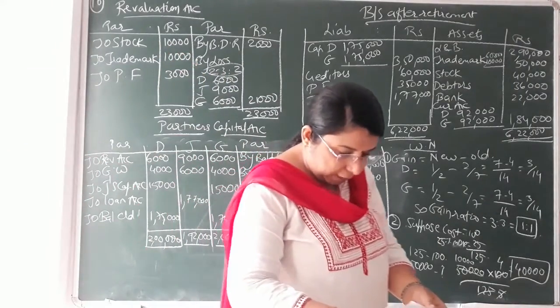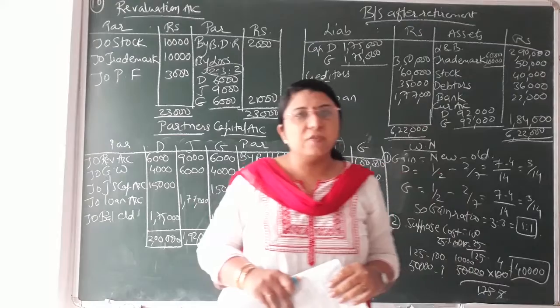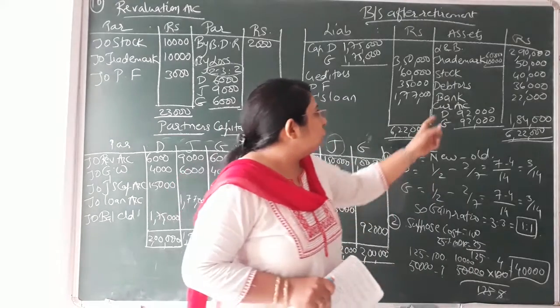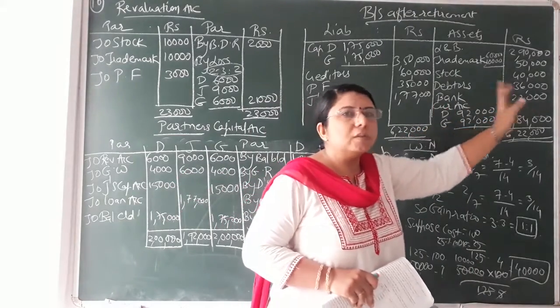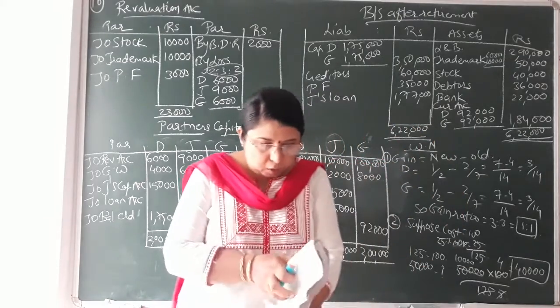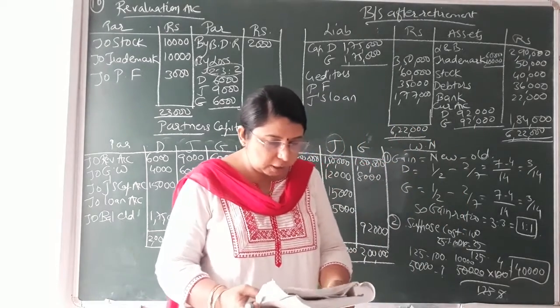Next one, that is bank. No entry related to bank is given in the question. So the value of bank is written as it is on the asset side, that is rupees 22,000. Now let us check whether any effect of the adjustments is remaining or not.